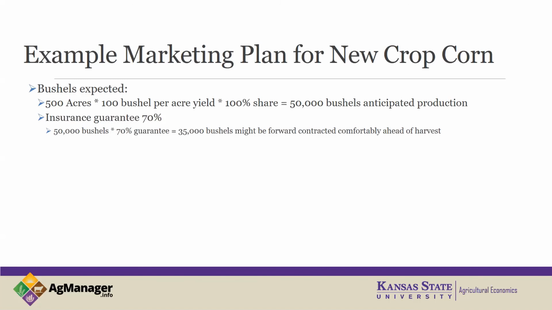Okay, that insurance guarantee, whether it's 70, 75, or 80%, whatever that is, this is how you calculate the number of bushels that you would feel comfortable forward contracting. We'll get into a little bit of that. But you simply take the 50,000 times your 70% guarantee, because that is what is covered if you have disaster. That is what would be covered, so you would have the 35,000 bushels that you could deliver or get paid on if you wanted to forward contract ahead of harvest. Okay, any questions on those two things before we go on? Okay, alrighty.